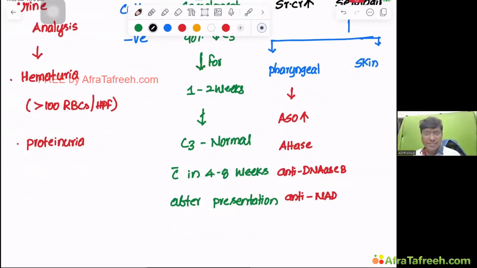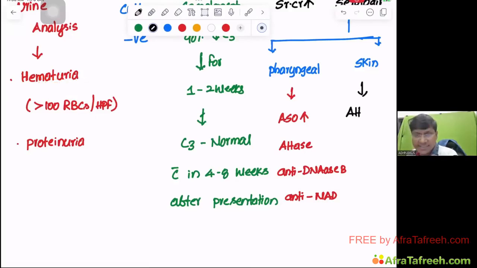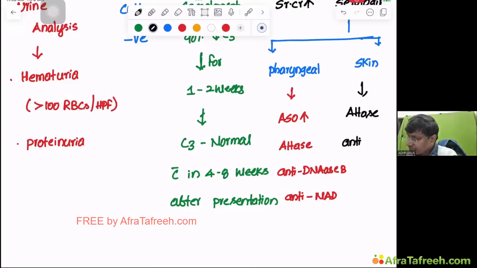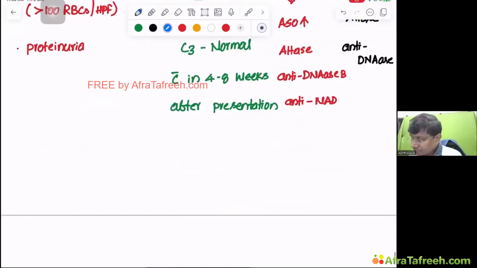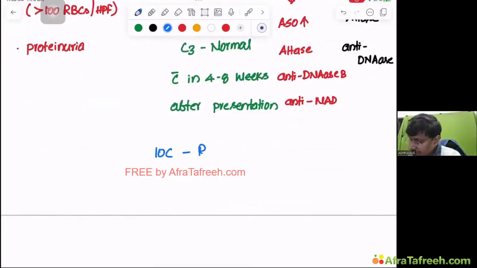Now, what are the antibodies which are elevated in the skin infection? In the skin infection, it is anti-hyaluronidase which is elevated. Then anti-DNase B. In skin infection, your ASO levels are not elevated. Okay, only in pharyngeal infection are the ASO levels elevated. But whatever it is, what is the investigation of choice? The investigation of choice will be renal biopsy.